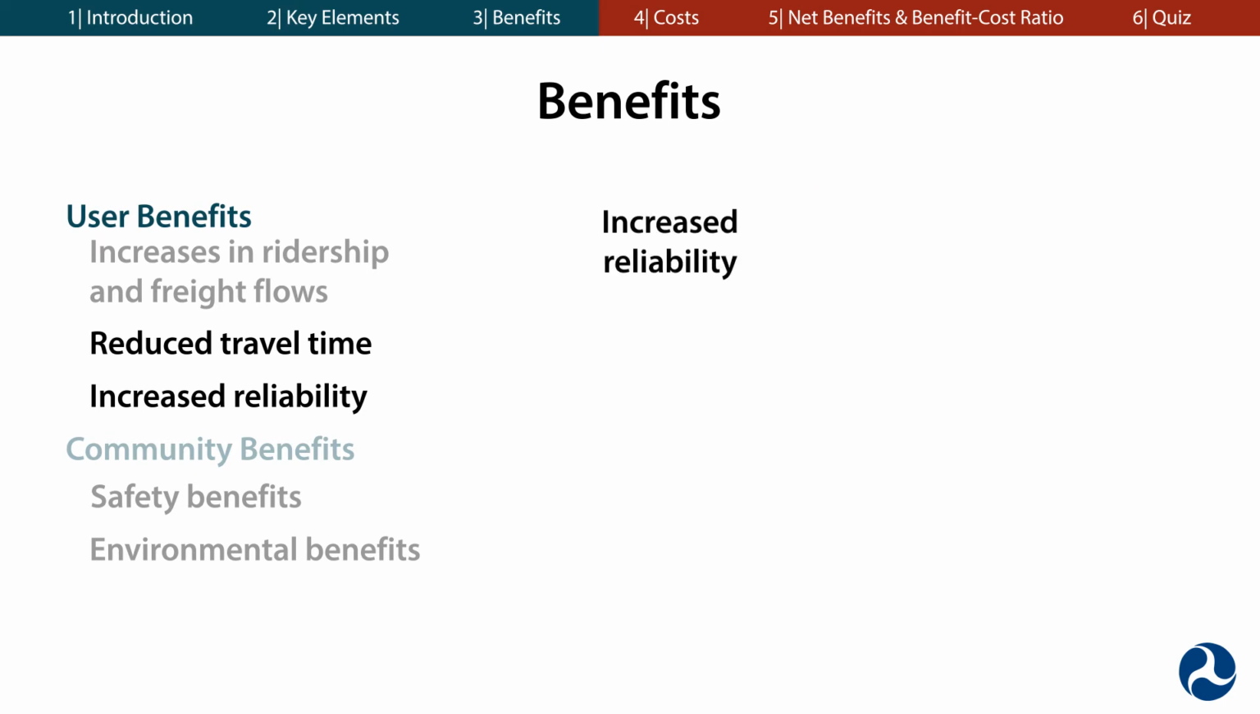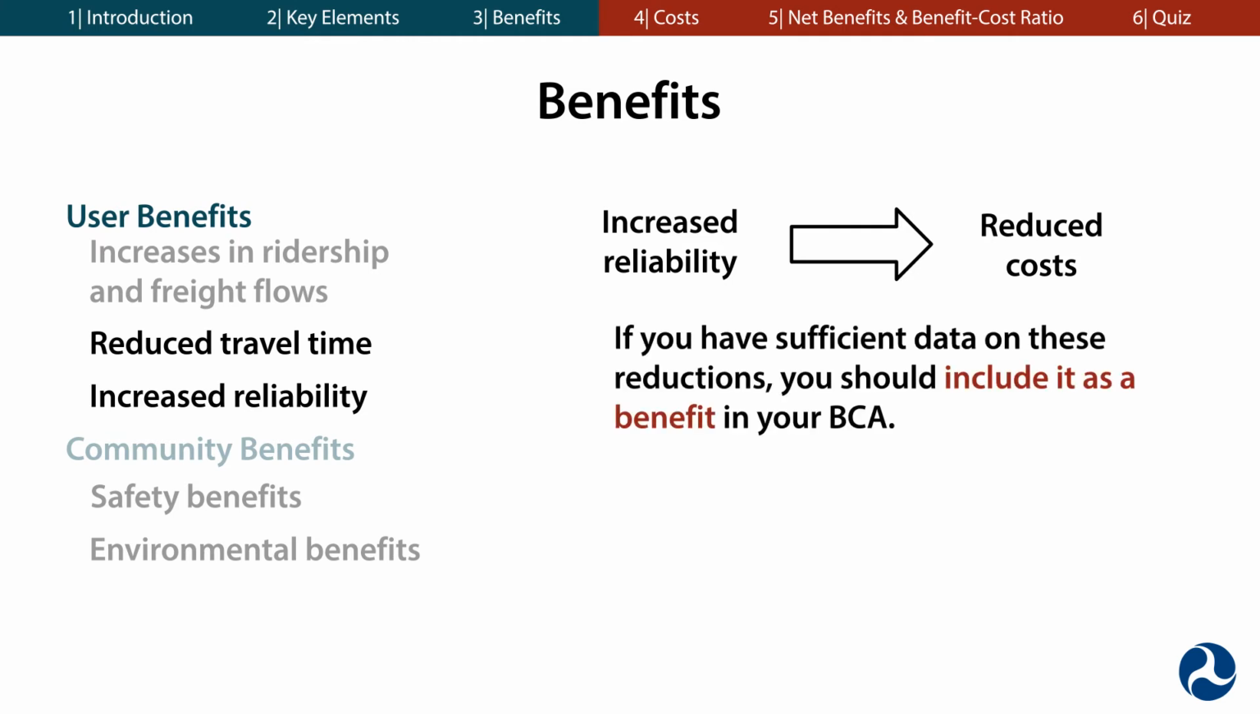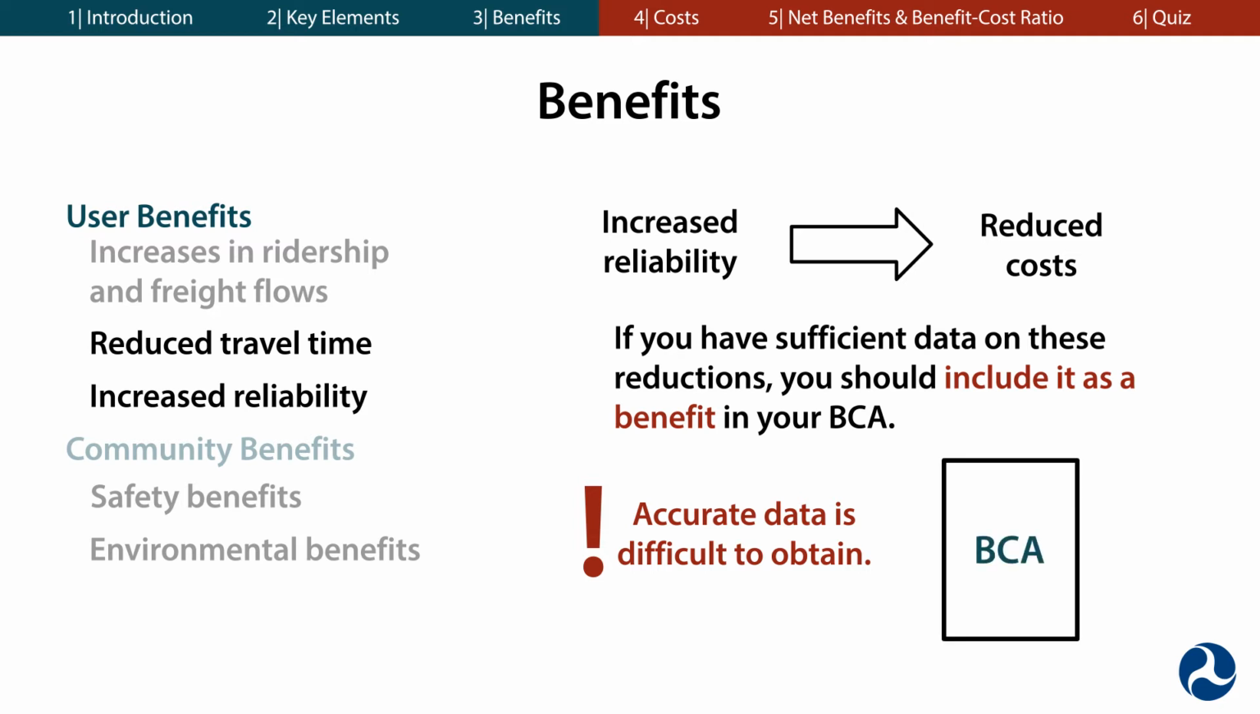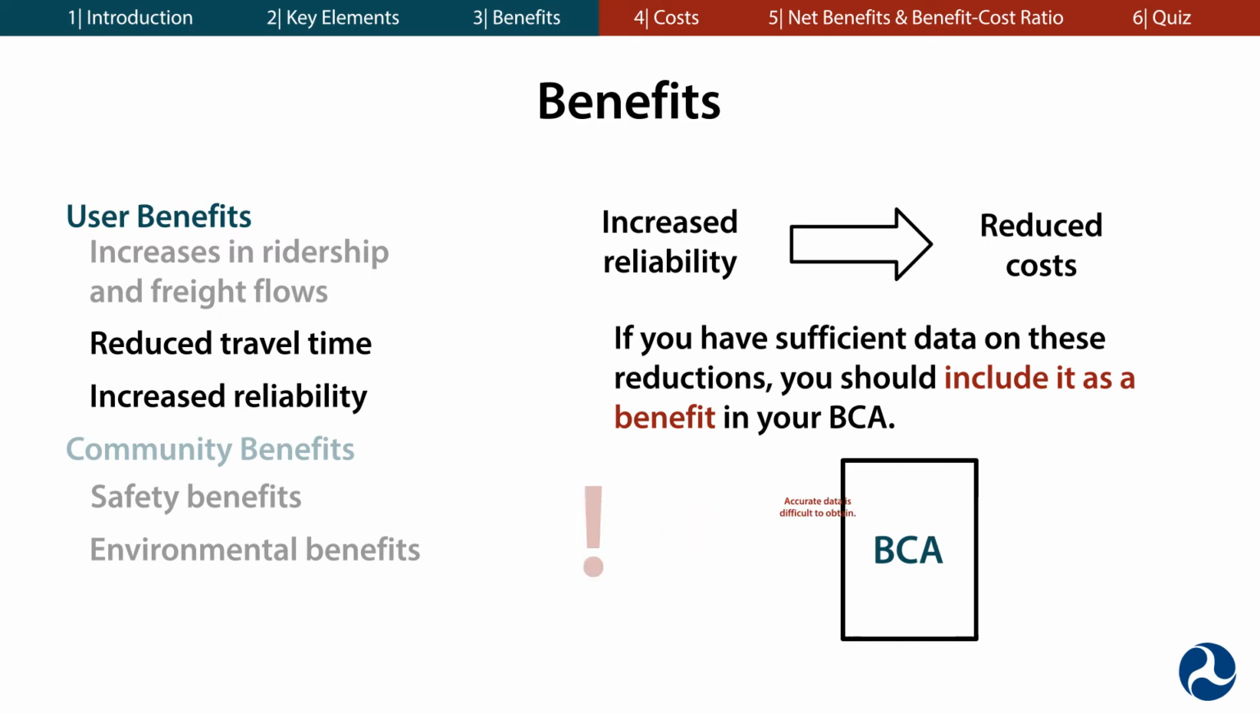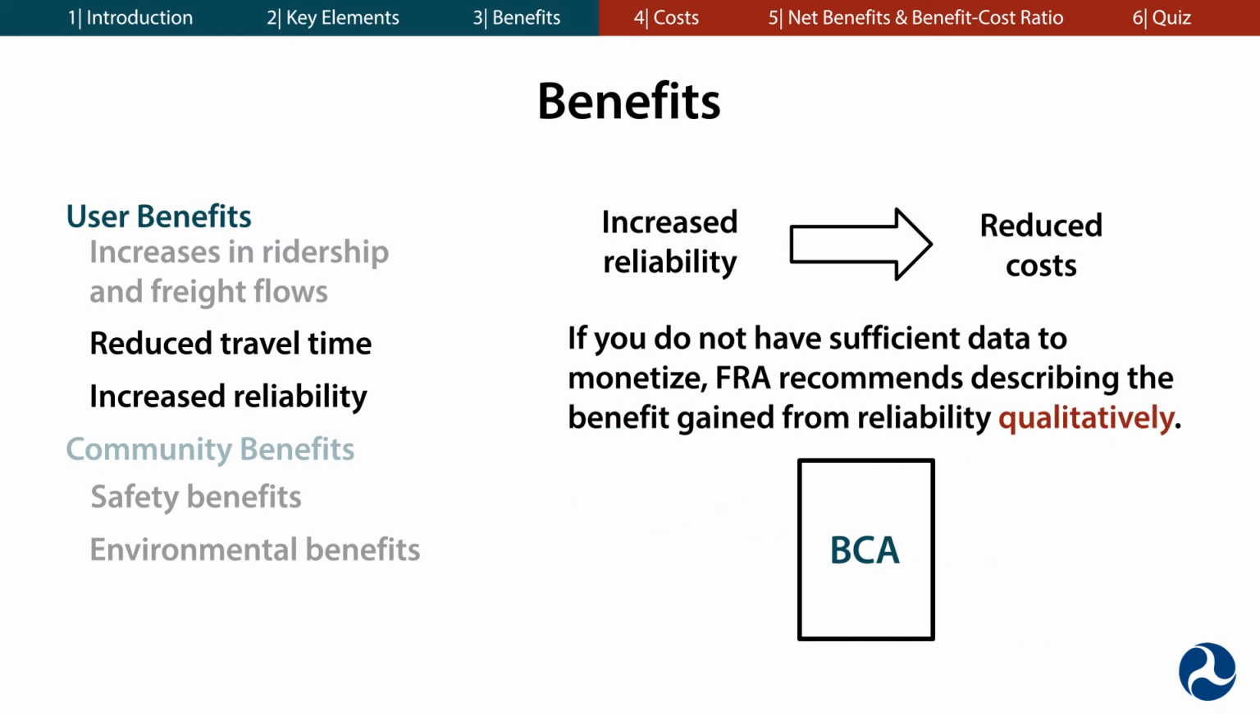Due to an increase in reliability, you may achieve reductions in cost to either passenger or freight systems. If you have sufficient data on these reductions, you should include it as a benefit in your BCA. However, it can be difficult to obtain accurate data to determine the precise reductions in cost. You should acknowledge in the BCA that accurate data is difficult to assemble. If you do not have sufficient data to monetize, FRA recommends describing the benefit gained from reliability qualitatively.